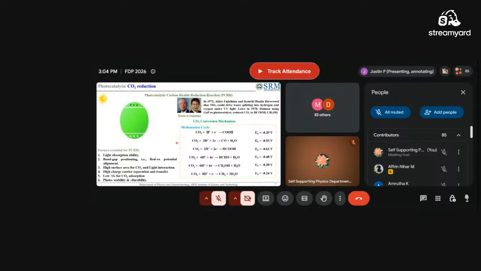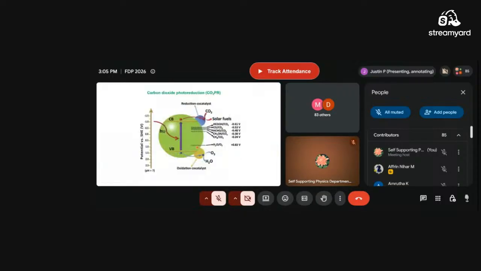And for the photocatalytic CO2 reduction application, the material should absorb a lot of light, and the band gap positioning, especially the top of the conduction band and the bottom of the valence band, should lie near the water oxidation potential or water reduction potential for photocatalytic water splitting. But if you work on carbon dioxide reduction, your conduction band top energy should be near the methane product level, near this level. For example, see, the conduction band energy should be higher than these energy levels.